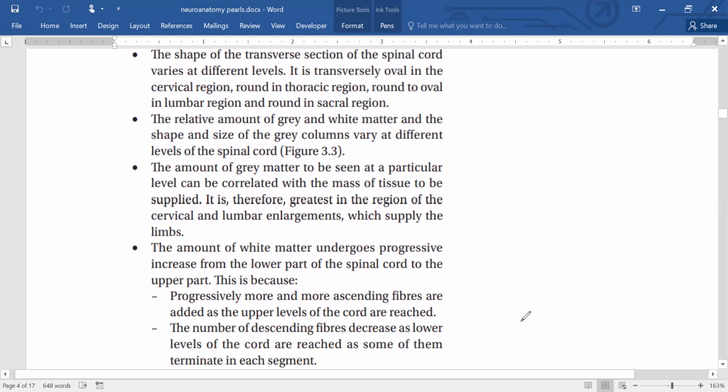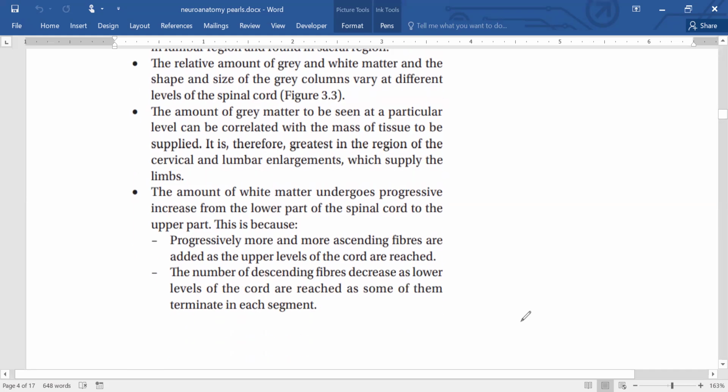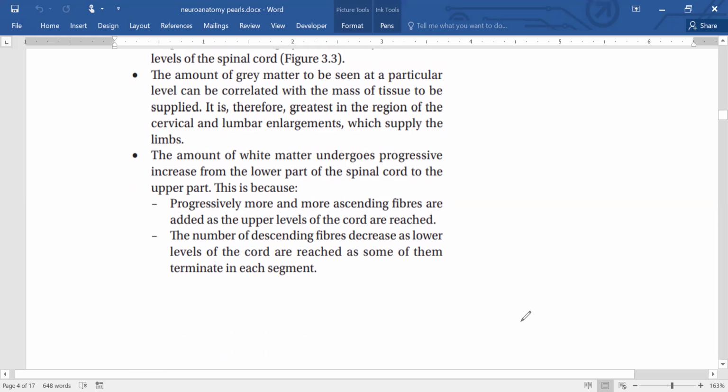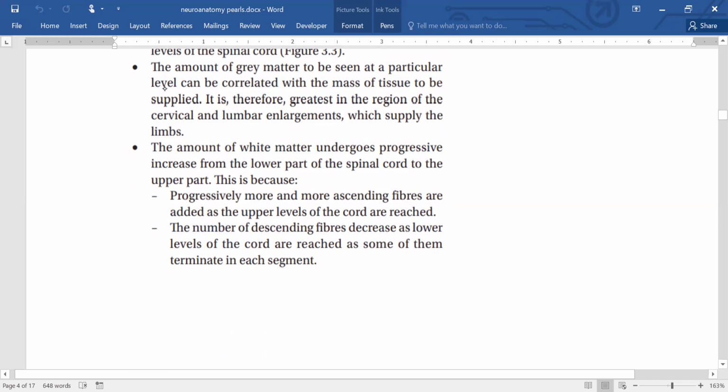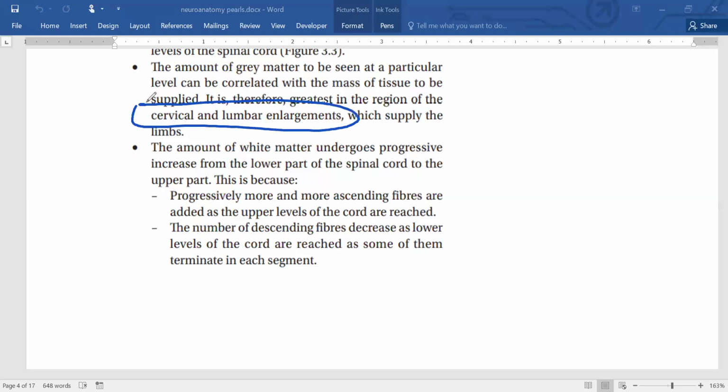The relative amount of gray matter and white matter and the shape and size of gray columns vary at different levels of the spinal cord. Now, the amount of gray matter to be seen at a particular level can be correlated with the mass of the tissue to be supplied. It is therefore greatest in the region of cervical and lumbar enlargements. So the spinal cord shows two enlargements, one in the region of the cervical vertebrae and the other in the region of the lumbar vertebrae. These enlargements are due to increased gray matter in it, which supplies the limbs.